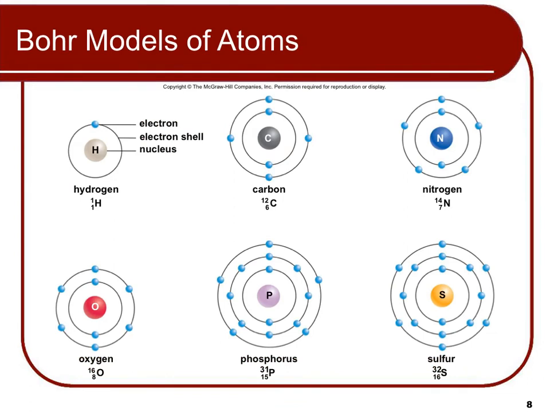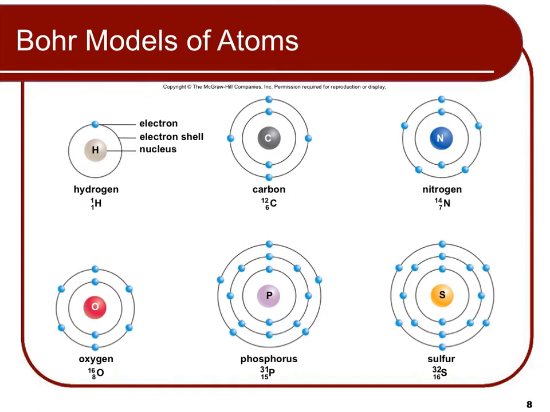If you take a look at this, this is showing you Bohr's models of atoms. This is something I might ask you to draw from time to time. So if you look at hydrogen, it's the simplest one. You have the nucleus right here, and then you have just one electron. That's it. And you notice 1 minus 1 is 0, so there's no neutrons in there.